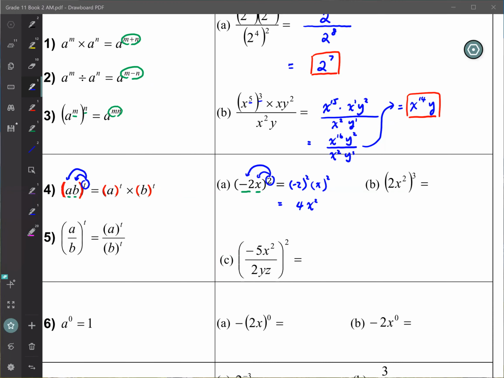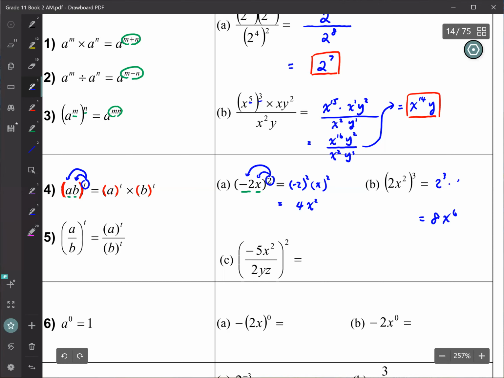Okay, Aaron, what's your answer for B? 8x to the power of 6. Yep, very good. Okay, so it'll be 2 to the 3 times x squared to the 3. Okay, you can put the brackets around 2 or not, it doesn't matter because it doesn't have a negative. Okay, so compare question A and question B. The difference is the 2, one has a negative sign, the other one doesn't have a negative sign. If there's a negative sign, you have to carry a bracket, okay? Because you want to include the negative as part of the base.